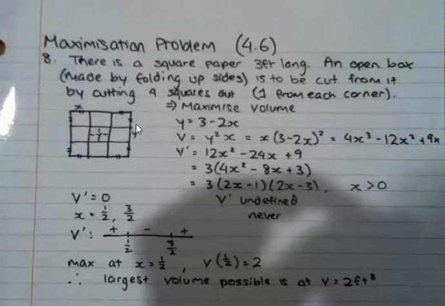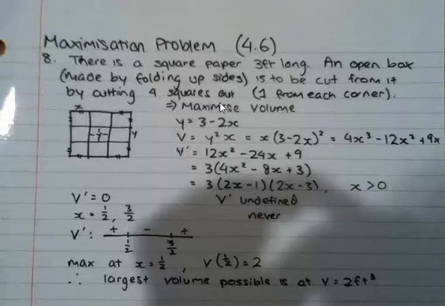So the length of y is given as 3, from up here, the 3 feet long. So y equals 3 minus 2x because of the 2 x's that are being taken out of it on both sides. We know the volume of the box equals y squared x, because this is y and this is y, so that's the area of the base. And then the height here is the same all along.